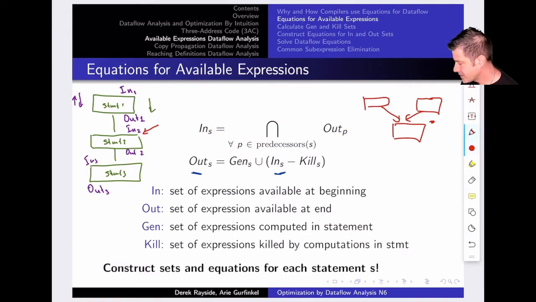And then the second equation says, how do we compute an out from each in? The idea is that we take the in, we remove from it everything that is no longer valid because the statement invalidates it. And then we add to it everything that the statement generates. And that's out. Should be pretty intuitive.